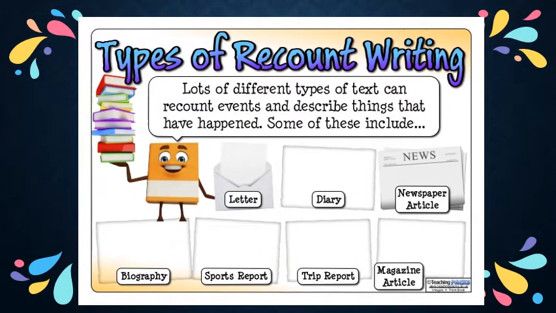Now, there are many types of recount writing. Some of these include letter, diary, newspaper article, biography, sports report, trip report, or magazine article. Notice that every one of these is actually written in past tense, especially newspaper article and also diary. I'm sure if you have a diary, you always write what happened, yang apa yang sudah terjadi. You're not going to tell what happened after that.